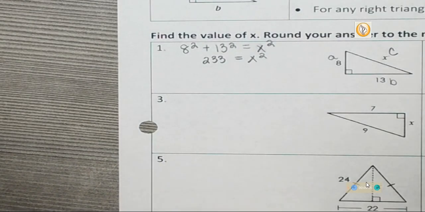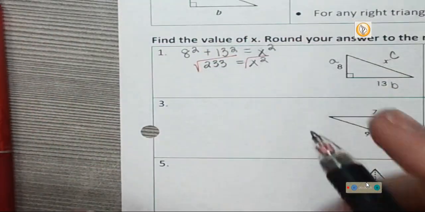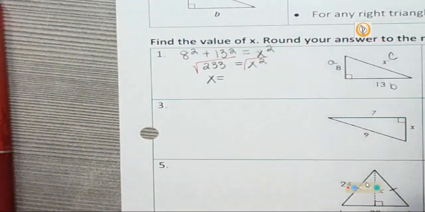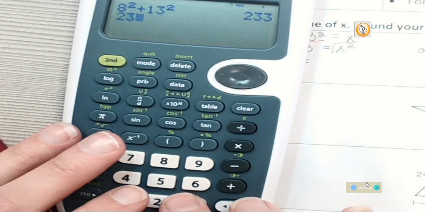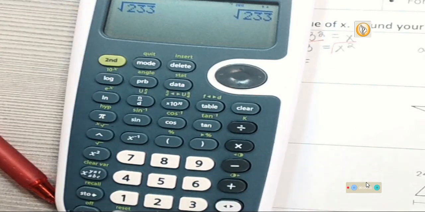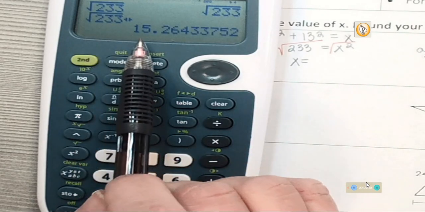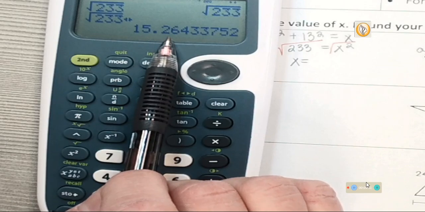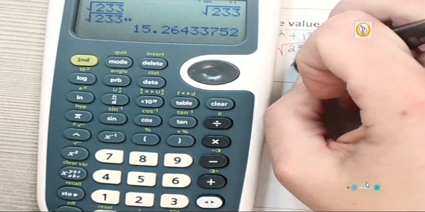How do you unsquare x squared? I'm going to take the square root of both sides. When I do that, I'm going to type that in. The square root of 233 is not the right thing if you don't type it. There we go. Plus my directions told me to turn it into a decimal to the tenths place, so I'm going to use the double arrow. Now, the 2 is in the tenths place. What is a 6 going to do to my 2? It's going to round it up to be a 3.